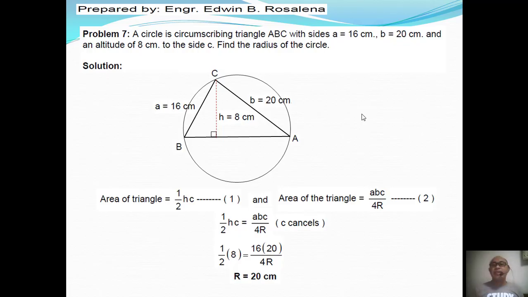Okay, so again, this video presents the discussion on the properties of triangles. So just view again so that you can study the topics and develop the strategy in solving similar problems. Okay, thank you.